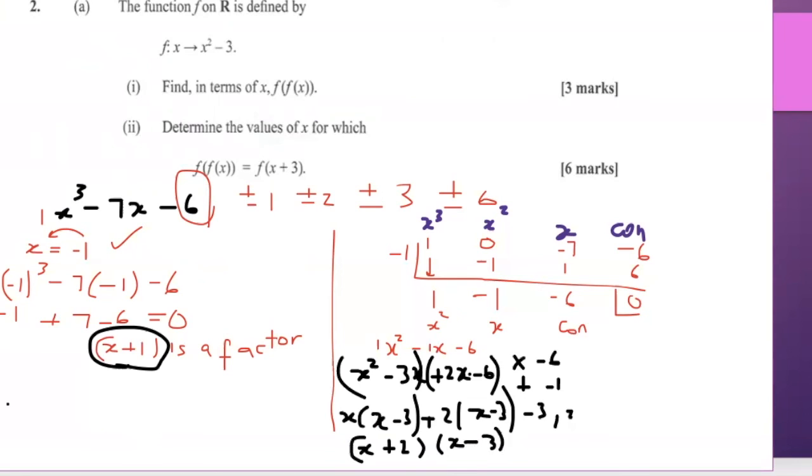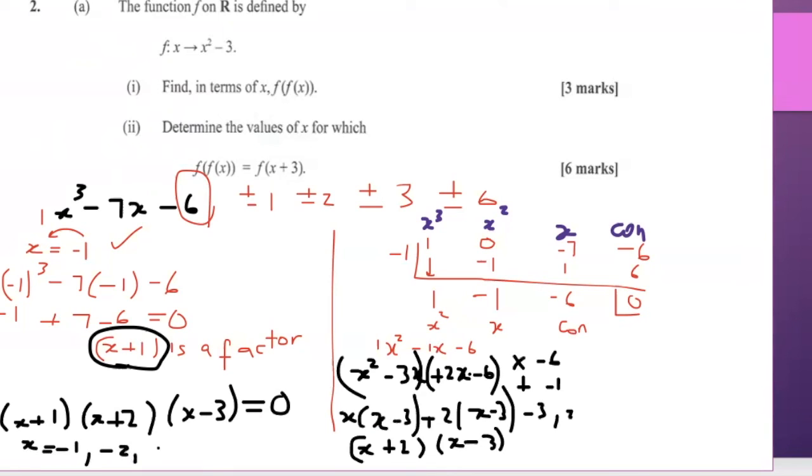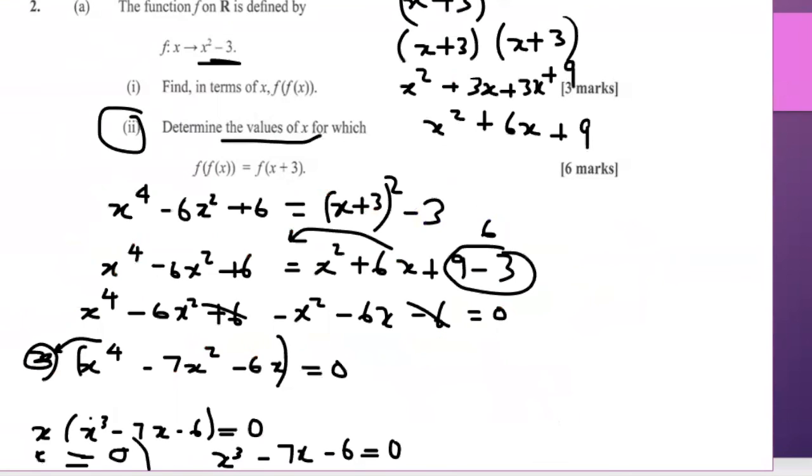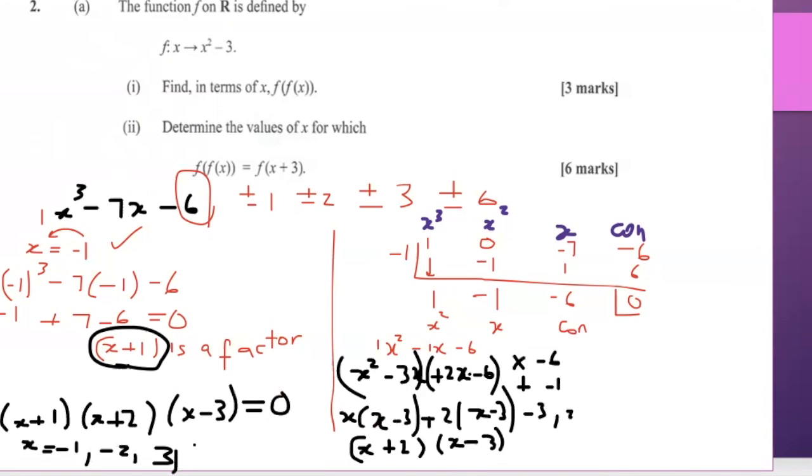Now, remember, I have x plus 1. I also have x plus 2. And I have the x minus 3. Solving equals 0. It means I will have x is equal to -1 because I carried over the equal sign, minus 2, and positive 3. But don't forget the 0. Remember we found that x equals 0. This is the easy part. We found x to be 0. So we have 4 answers for this. And that's it.